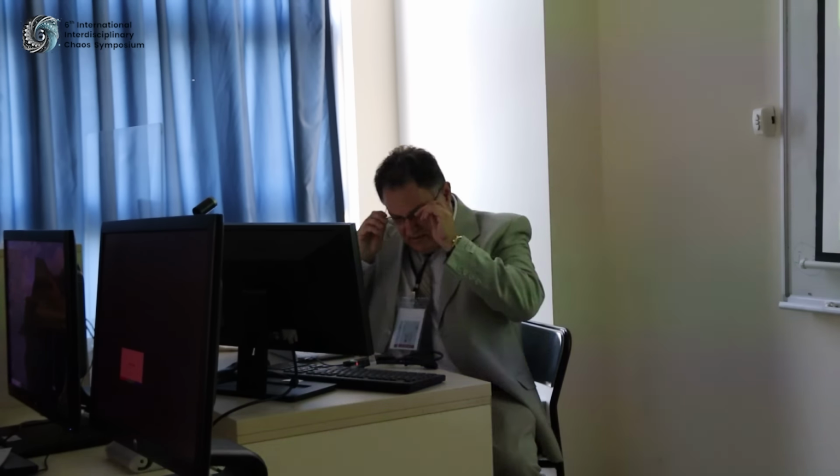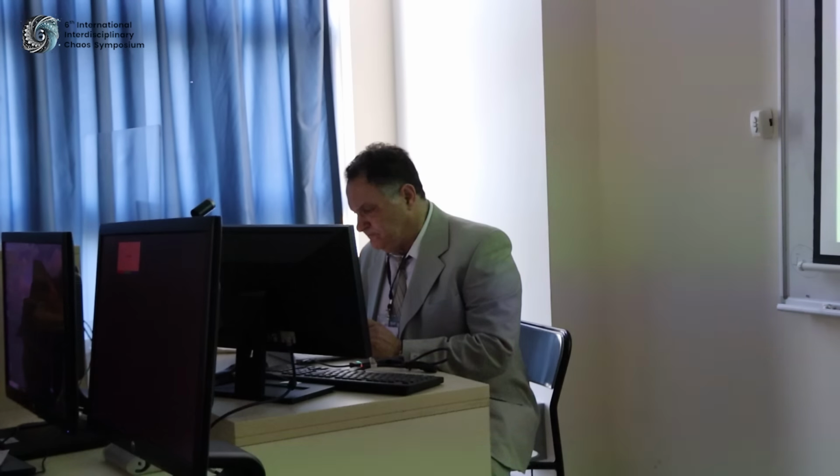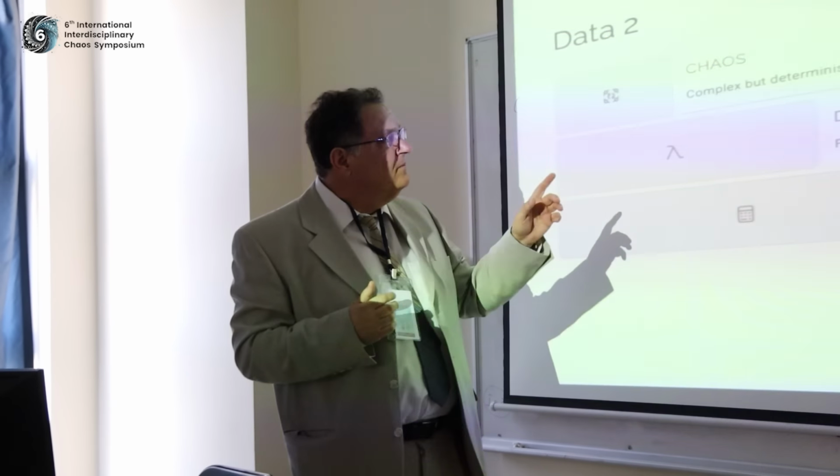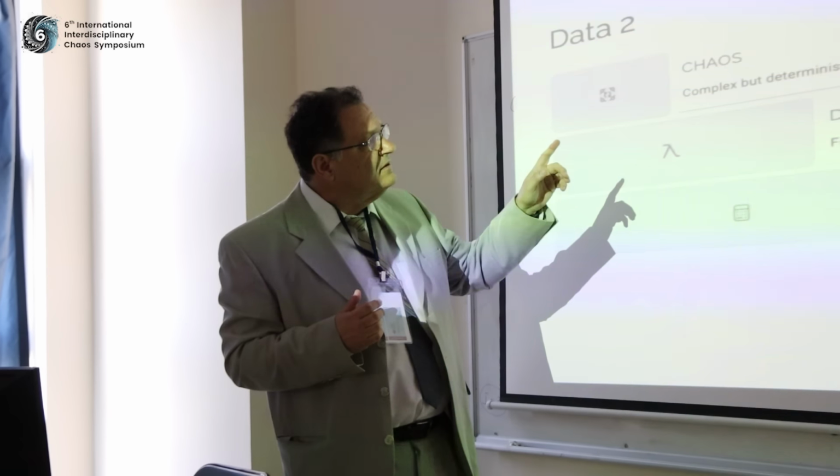Well, we have two sets of data that have the same mean. The average value is identical, the variance is the same, and the power spectrum is the same. This is data 1, this is data 2. Data 1 is the product of a random process. Data 2 looks exactly the same, you cannot distinguish it by looking, but it has a complex behavior.